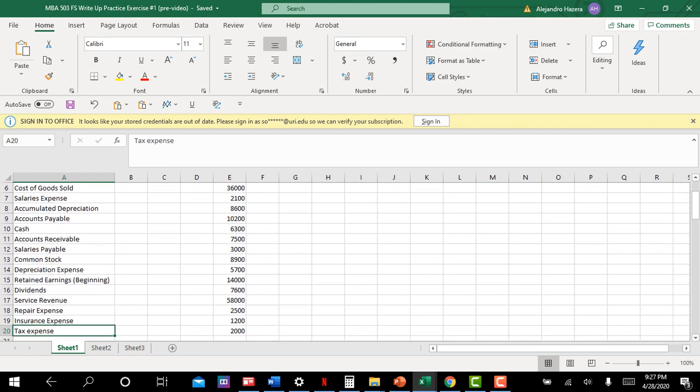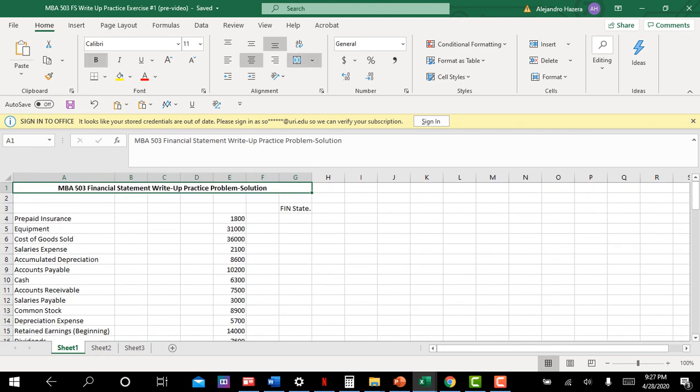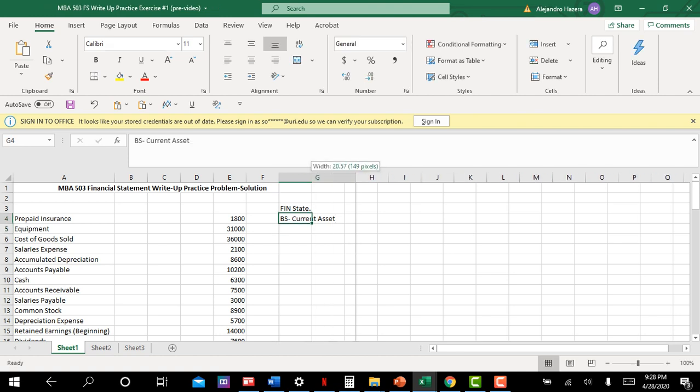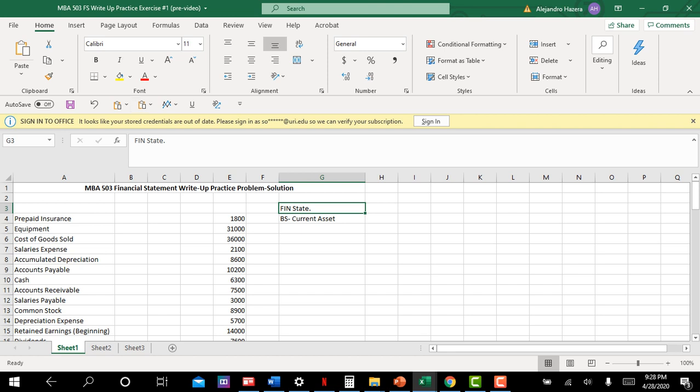Okay, so here you've got a bunch of accounts. What I'm going to do is go through and list them down here, and just think about where these go. Prepaid insurance, that's a prepaid expense. So that would go on the balance sheet. I'll use BS for balance sheet. What an acronym, huh? I would say that's a current asset. Prepaid expenses generally are current assets. I just want to go through and indicate where they belong, and then we'll build some financial statements.